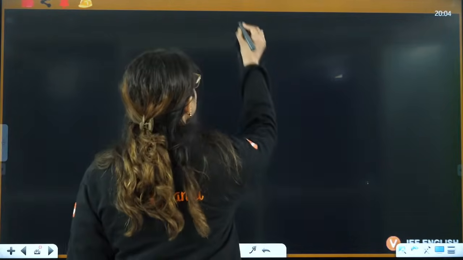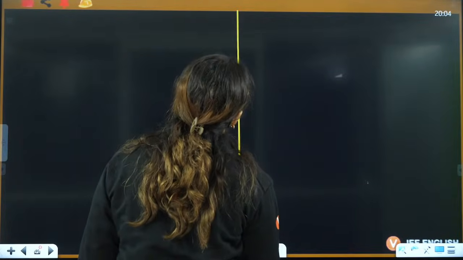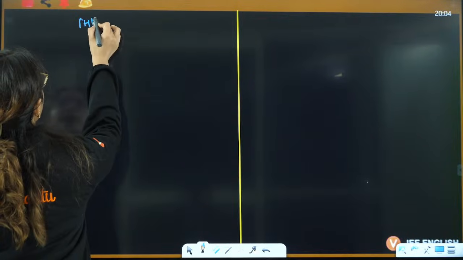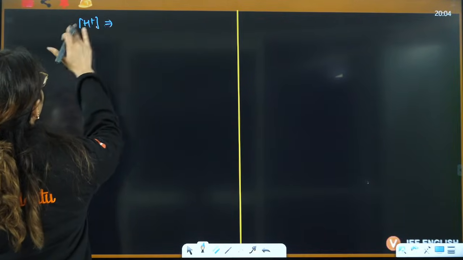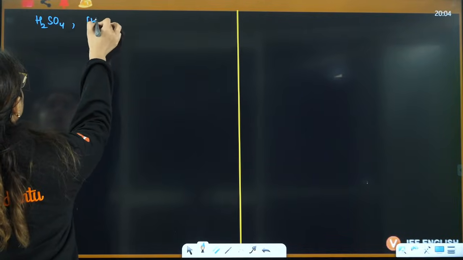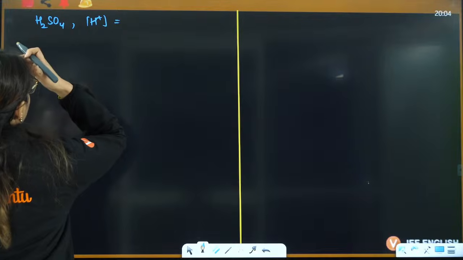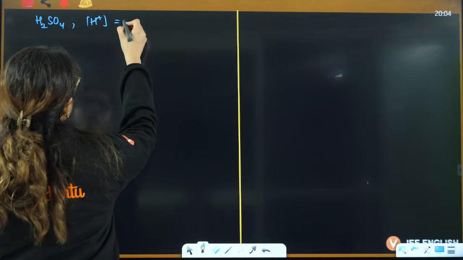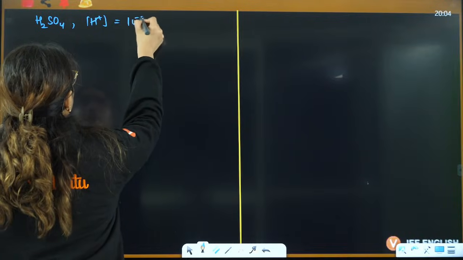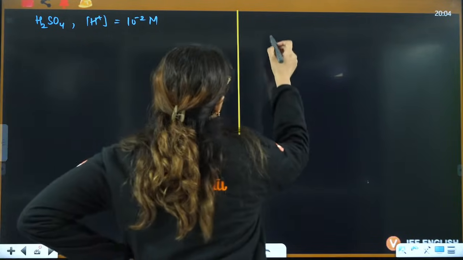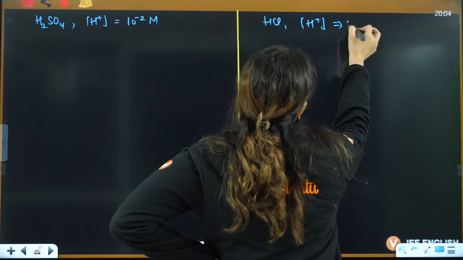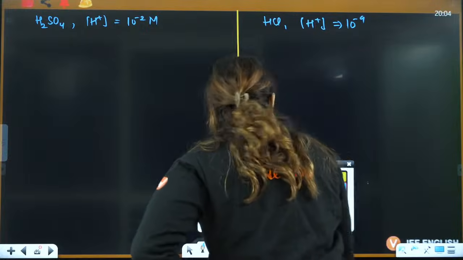If you see these kind of questions are asked to you, I'll take one example of H positive from acid. They have given H2SO4, and the H positive concentration of acid is 10 raised to power minus 2. Let's see, here they have given HCl. Here the H positive concentration is 10 raised to power minus 9.